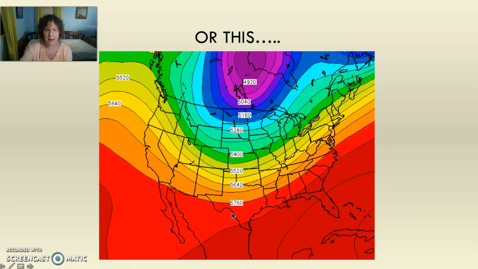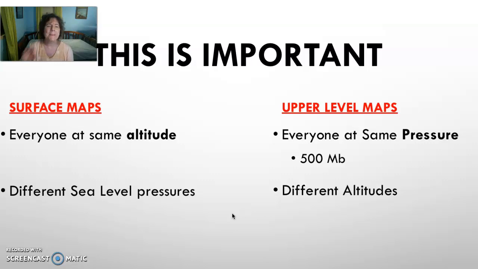Here's another example of a wintertime 500 millibar map, and you see the cold air producing the trough from Canada. Now this is what's important to sum up.